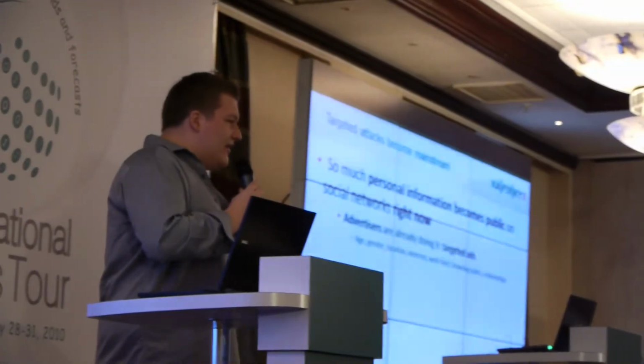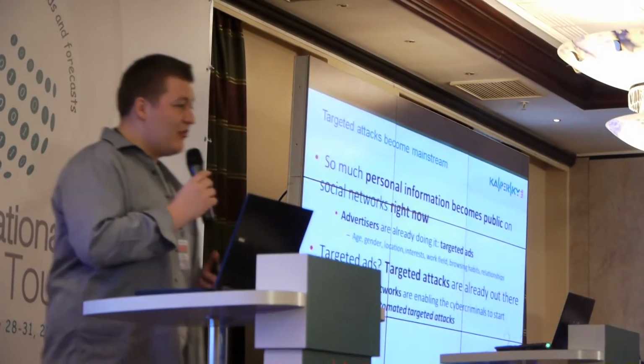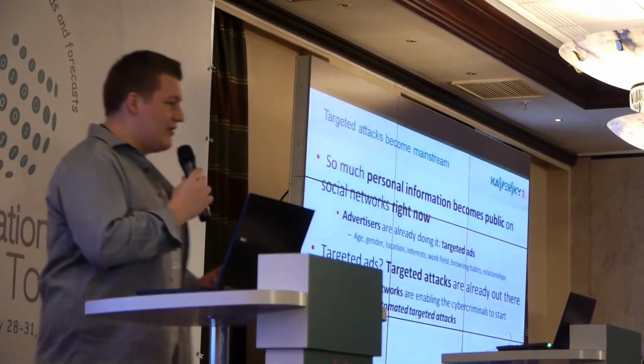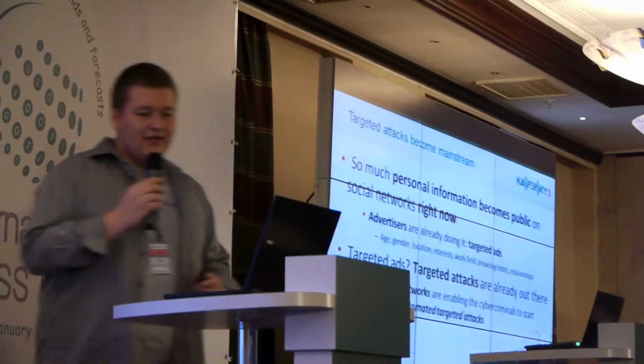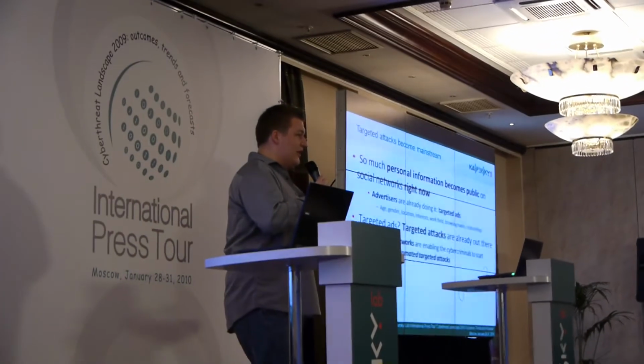So if the advertisers are using it, I don't see any reason why the cyber criminals will not also start using targeted attacks based on the information that is out there. And the thing is, the information is already there. The APIs are there, the profiles are there, the social networks are there. The only thing that's left to do for them is to automate these attacks.